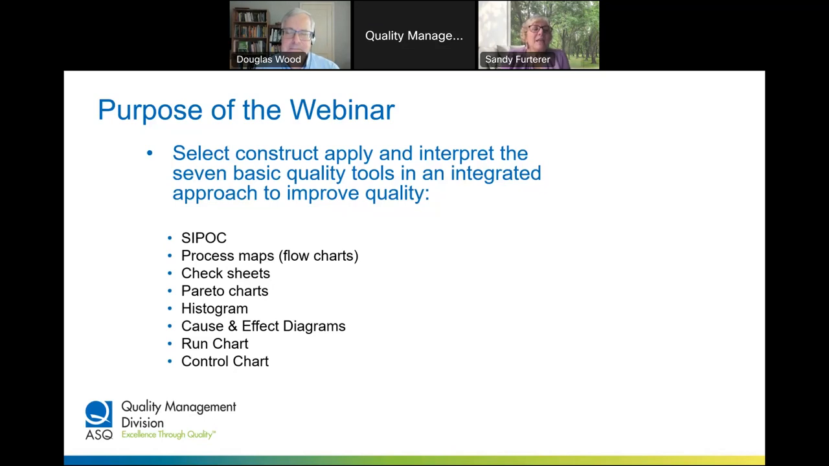Anyway, when we came to this one, the tools, most people have seen these tools and most people have used these tools. They're considered the seven basic quality tools. You can see I added one in to put a different context to it, to really focus on the integrated. I added SIPOC. But flow charts or process maps, check sheets, Pareto charts, histograms, cause and effect diagrams, run charts, and control charts are the seven basic quality tools.